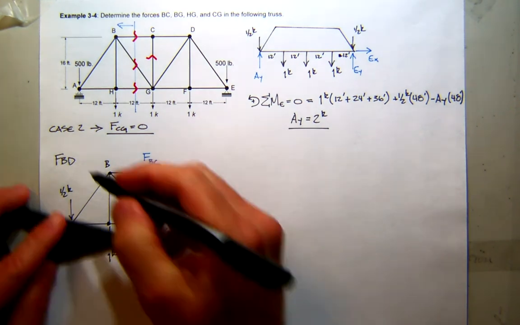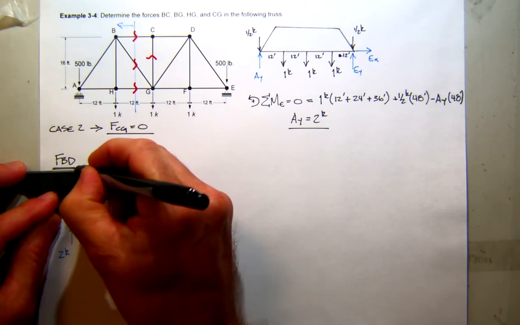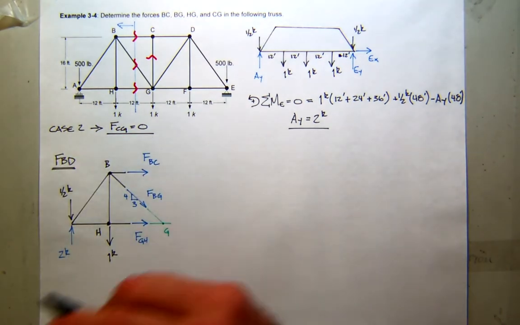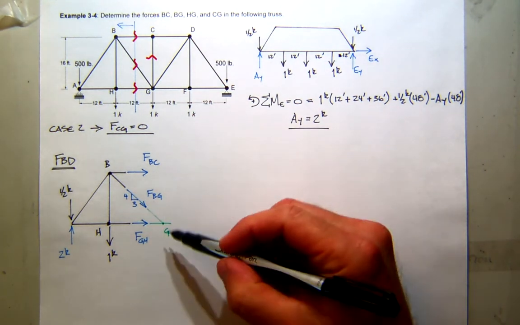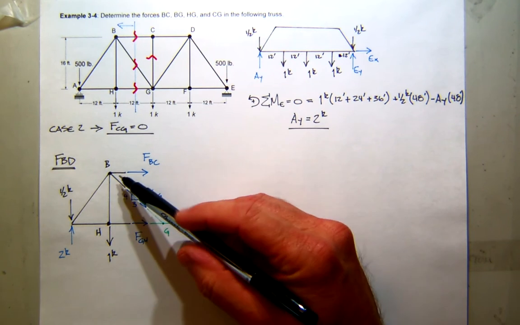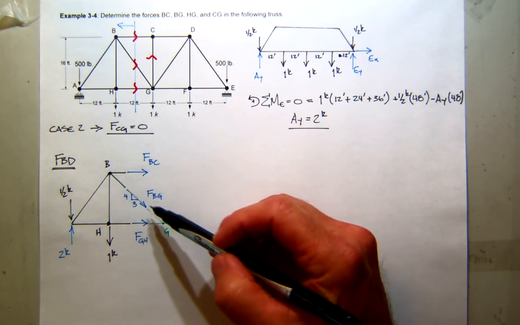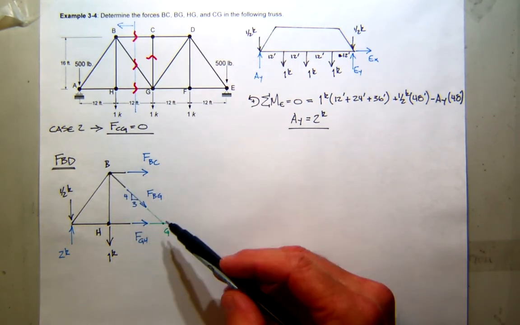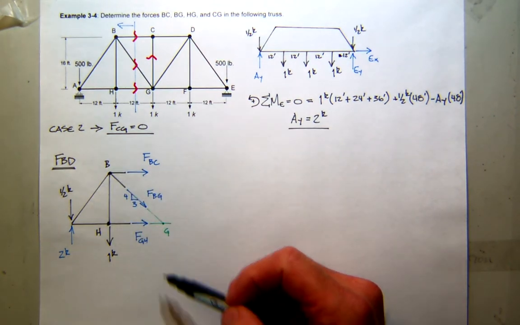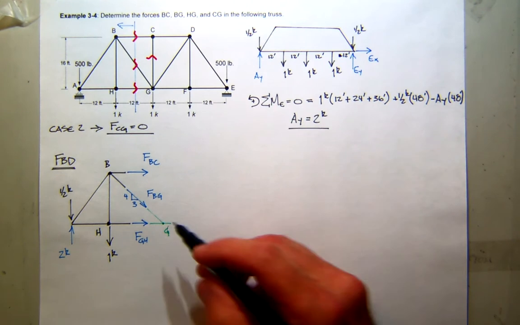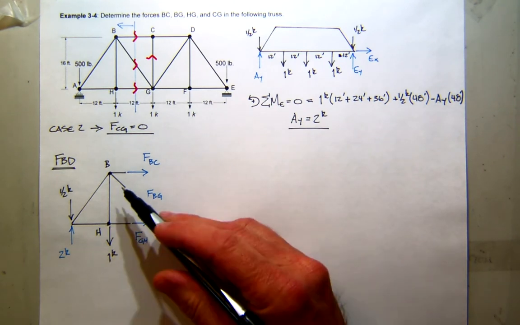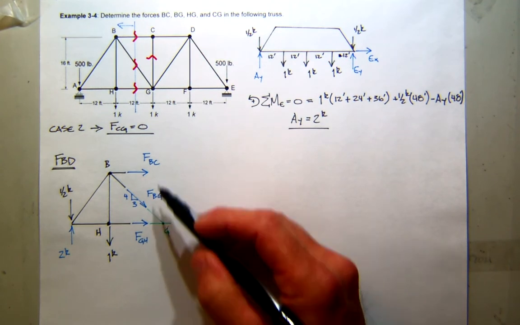Okay, so thinking back about our strategy we talked about earlier, where would be a good place to write a moment? Yeah, B would be a good one. Again, BC, BG, so B's a good place. So you can see that BC and BG are concurrent there. So I could sum moments about B and solve for GH. And I heard somebody say about point G, and I already sketched it in there, so you get the idea there. Again, GH and BG pass through G. I could solve for BC.